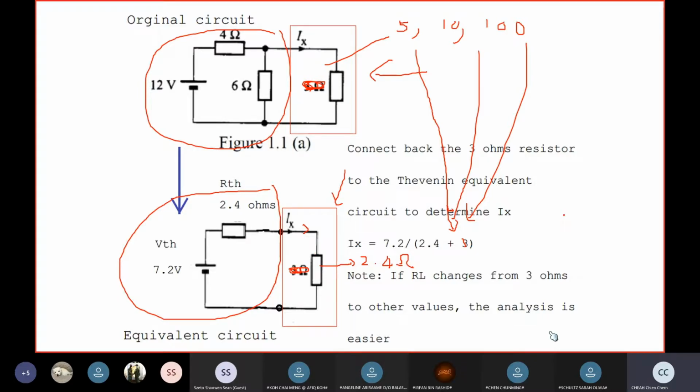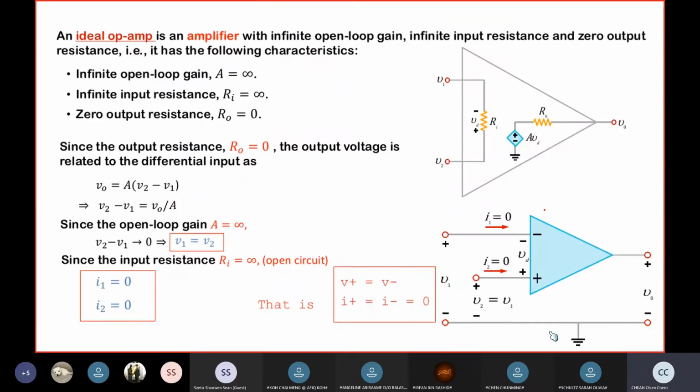So this is basically what we have learned for the circuit analysis methods, and we also learned about op-amp. For op-amp, as I said, just remember these conditions only, which is V plus is equal to V minus. The voltage at the negative terminal must be equal to the voltage at the positive terminal. This means that if one of them is known, you know the other as well. And the other point is that I plus is equal to I minus, meaning that no current can enter this branch because of the infinite resistance. So basically only these two conditions.